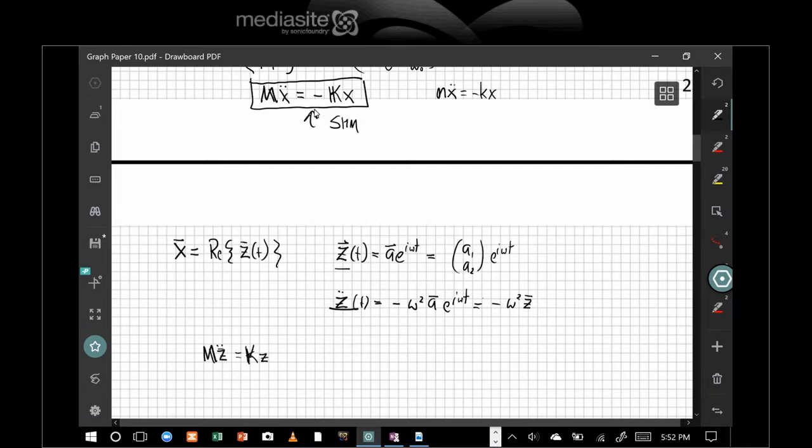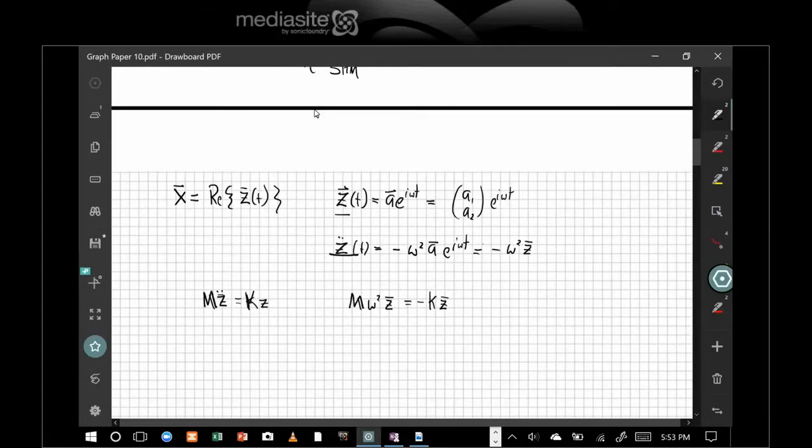Now if I do that, I get minus m omega squared z, again a column vector, plus k z. Now you can see there, hey, wait a minute, that looks like something times a column vector z equals a constant times a column vector z, where this is a matrix. That's an eigenvalue problem right there. So now let's bring everything over on the left-hand side. What I can say from there is that k minus m omega squared times z is equal to 0.